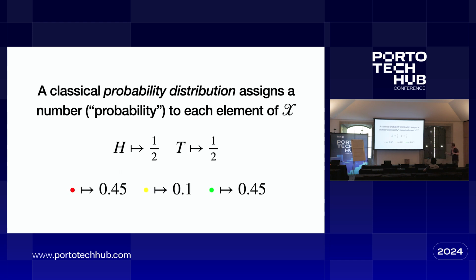A classical probability distribution is a mapping from each element of this set of outcomes to a number, which we call a probability. So for a fair coin, heads is mapped to a half, tails is mapped to a half. For our traffic lights, we have something more unbalanced. I don't know, I made those numbers up.